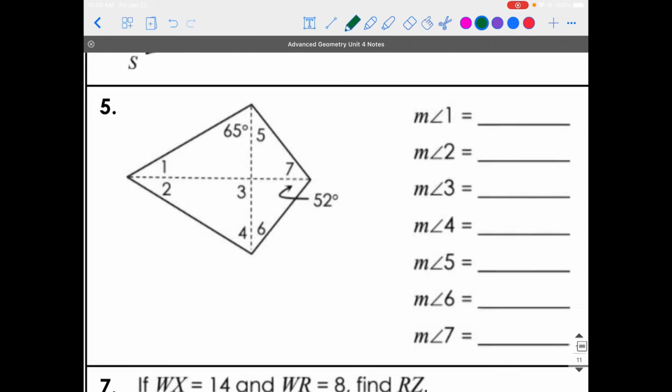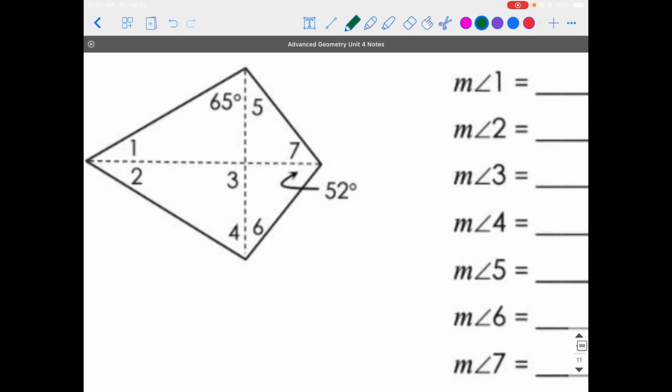Number 5. So first off, this angle and angle 4, they're the same. The 52 degree angle and angle 7 are the same. We know angle 3 is 90. So that's going to help us.